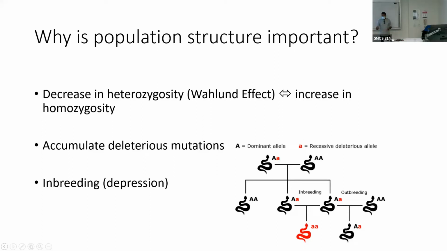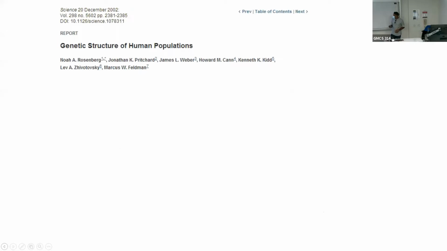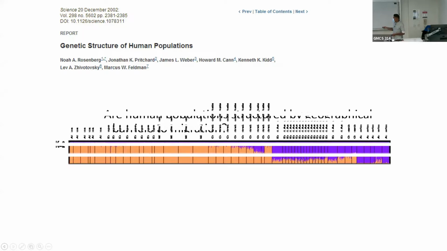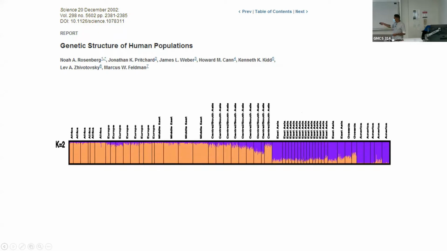This is a real problem, and it's a very relevant thing when you think about human health and things like that. Okay, so for instance, when you think about human populations, here's a really nice paper from 2000 that wanted to see, are human populations also structured by geographical distances? As it turns out, they are, and I'll show you several of these kinds of figures.